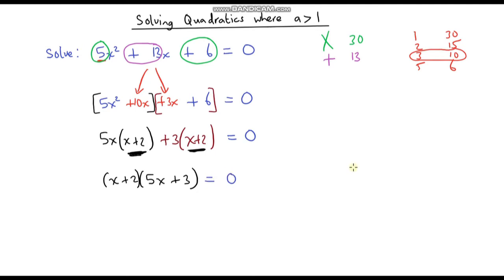So I've done my first step. I've factorized my original quadratic expression, so I've gone from this to this, and now my second step is just to solve this equation. And to do this, we're going to use the zero product rule.